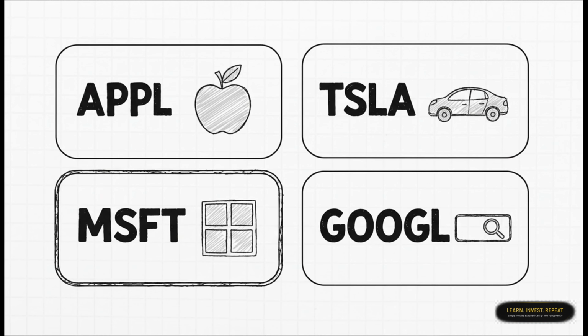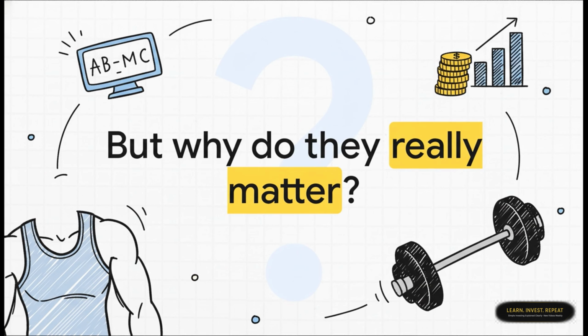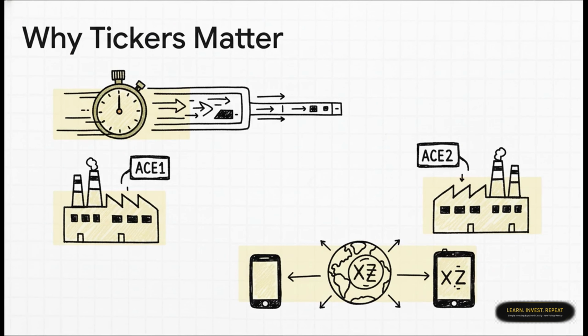Actually, here's a little pro tip. Sometimes the format itself can give you clues. For instance, a lot of 5-letter tickers that end in X often represent mutual funds on the NASDAQ. So yeah, they're a shorthand, but is that all there is to it? Why was the system even created, and why is it still so important today? Well, there are 3 huge reasons.